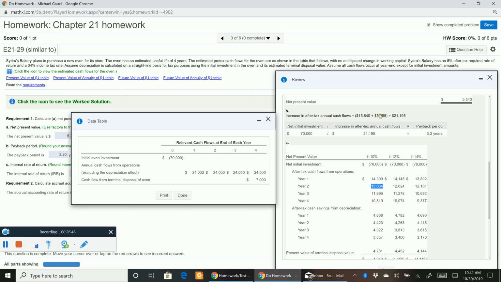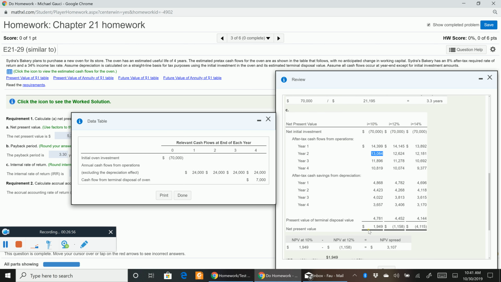And the 5,355 were the annual depreciation savings on the taxes, converted to present value using the factors in the 10% column. So with 10%, the present value is positive 1,945. In the 12% column, we saw the net present value is negative 1,158. This tells me that somewhere between 10 and 12% is when the net present value is 0. Somewhere between the two, somewhere between 10 and 12%.